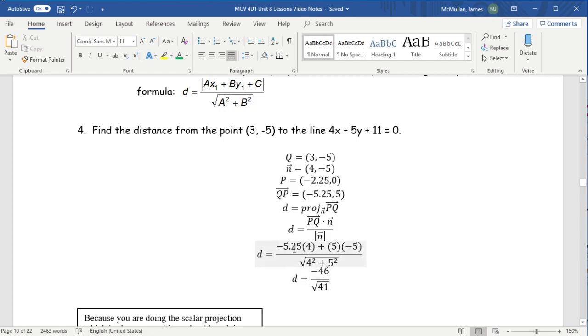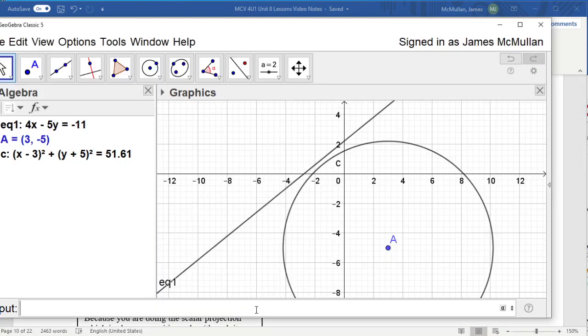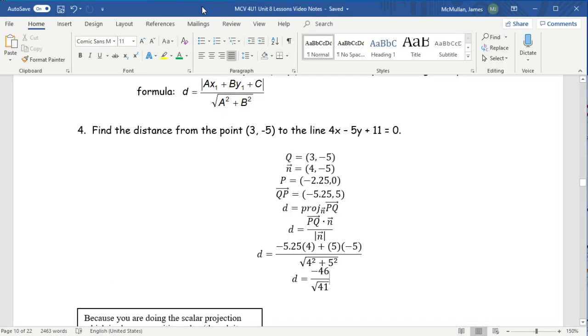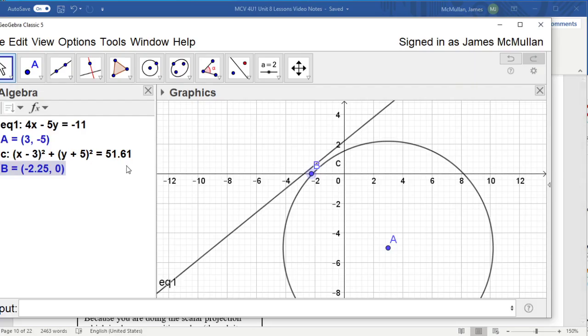So let's take a second to think about why. Vector QP, let's see if I got that right first of all. So P was negative 2.25, 0. Yeah, see, there's the mistake. That point actually isn't on the line. How did I do that wrong twice in one day? If y is 0, oh, 2.75. Oh, sorry. Okay, so that should have been 2.75.